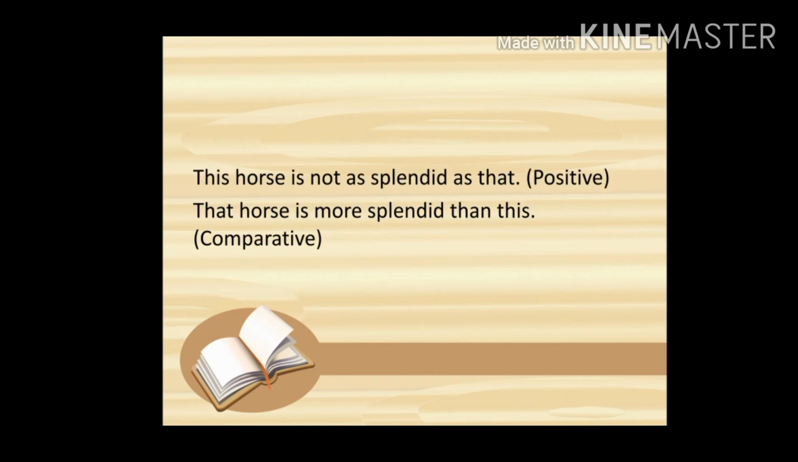Next sentence. This horse is not as splendid as that. This is a positive degree sentence. But you see, here only two things are given, this horse and that horse. So we cannot change this sentence into superlative degree as only two things are there. So we will change the sentence into comparative degree. That horse is more splendid than this will be the answer.